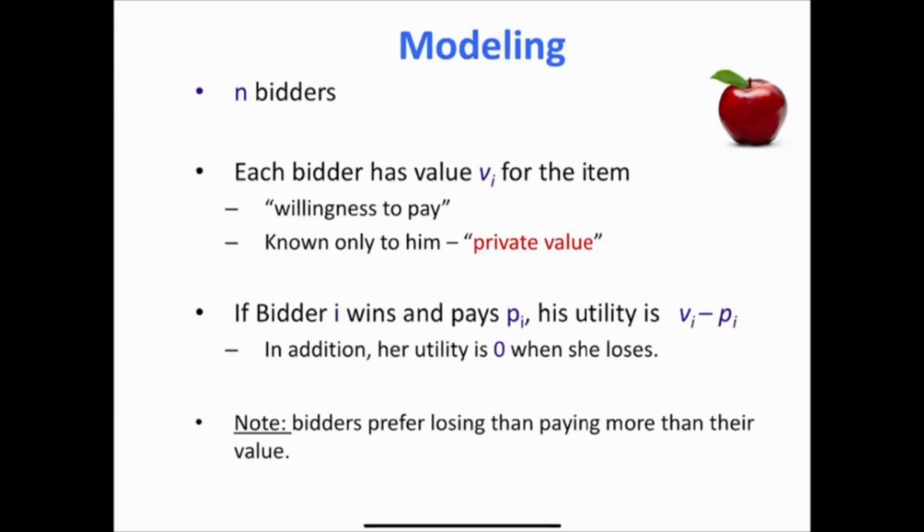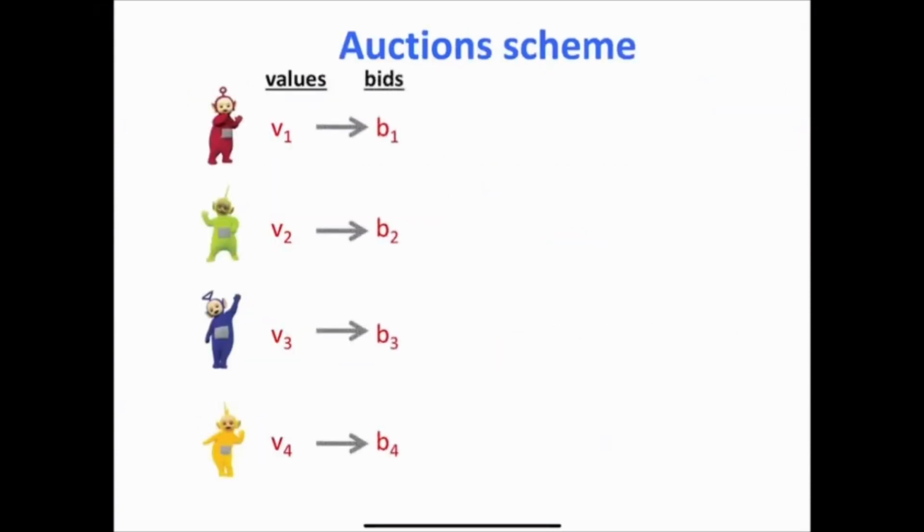It could be a first price auction or a second price auction. The first price auction would be their actual bid, and the second price auction would be the second highest value. We also define that if they lose, their utility would be zero. In other words, bidders prefer losing to paying more than their value. So that's the underlying model, and also the simplest assumption here.